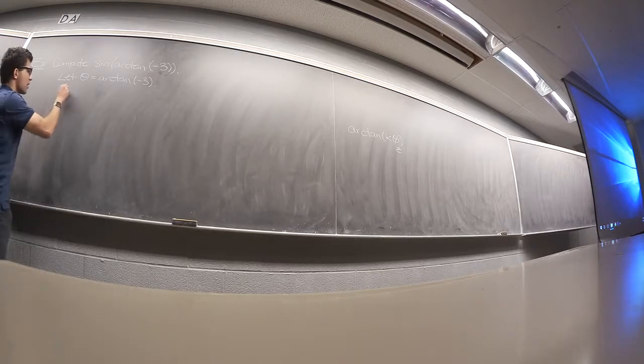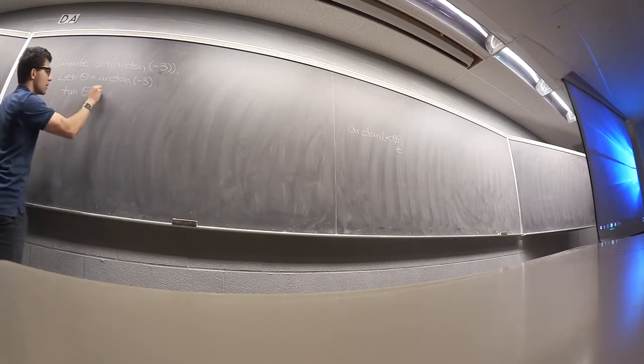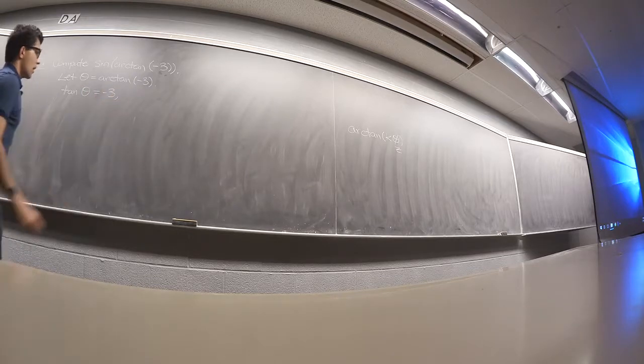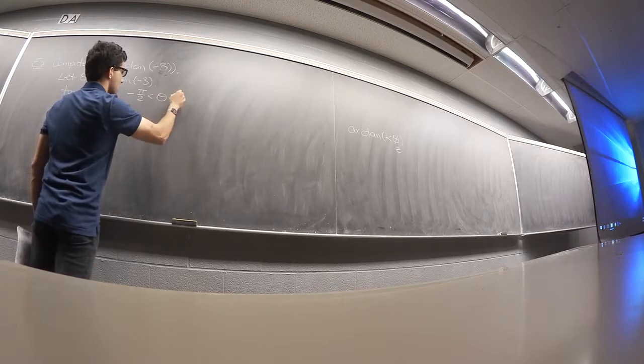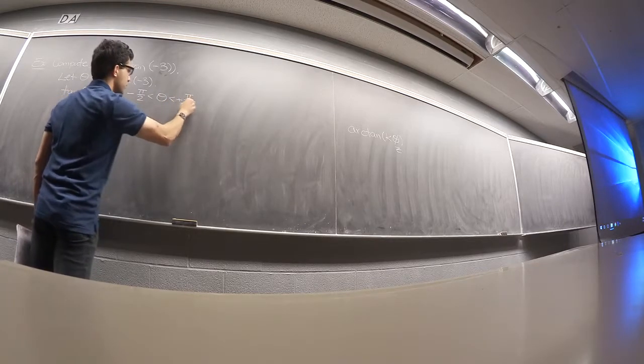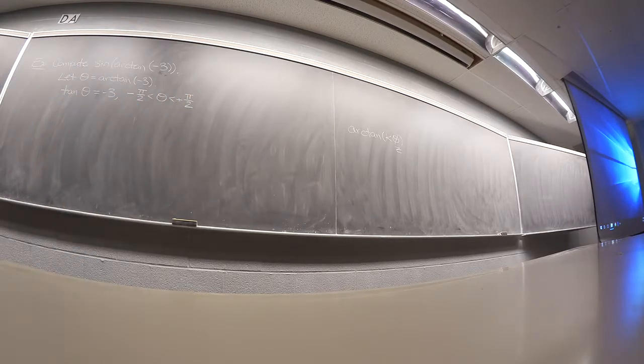Okay? And what does that mean? That just means that the tangent of theta is minus 3, and theta is on the right interval: minus pi over 2 to plus pi over 2, excluding both of them. Okay? All right.